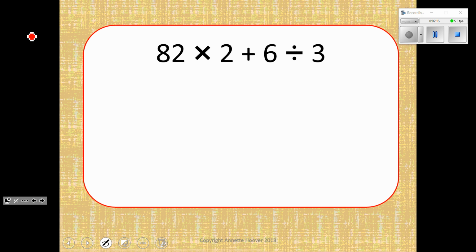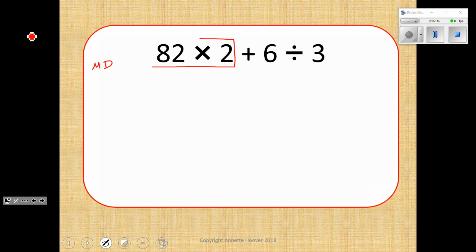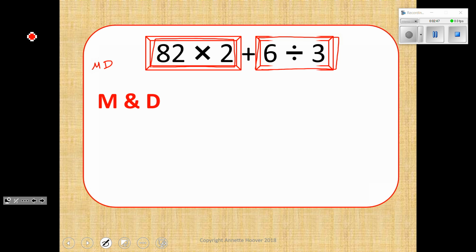What I like to do is look up here, and I'm going to circle or put a box around what I would do in this step. The first step was parentheses. There are no parentheses. The next was exponents. There are no exponents. So the next step would be to multiply and divide in the same step from left to right. So first I have a multiplication, and then I have a division. So I'm going to put a box around those to show myself I'm going to do these two steps from left to right. 82 times 2 is 164, plus 6 divided by 3, which is 2.